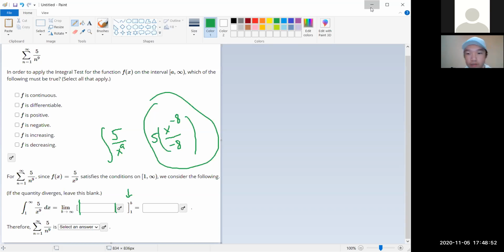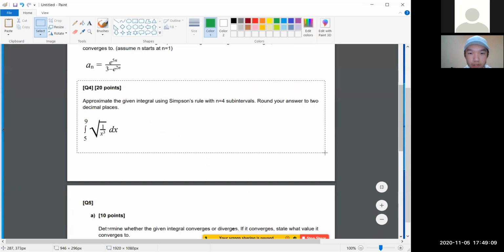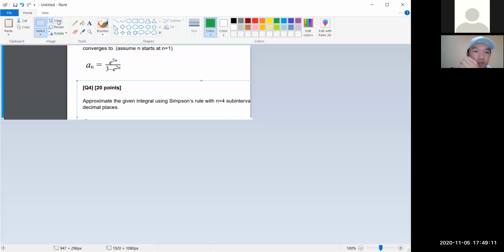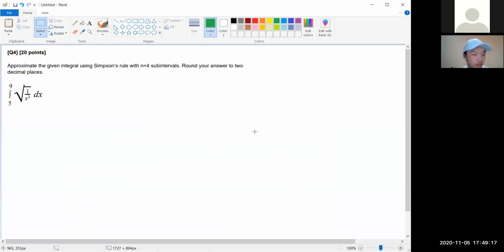Yeah, okay. So we'll go straight to the exam review sheet now. The first request was question number 4, so we'll look at that first. All right, here's question number 4. This one says, approximate the given integral using Simpson's rule with n equals 4 subintervals.